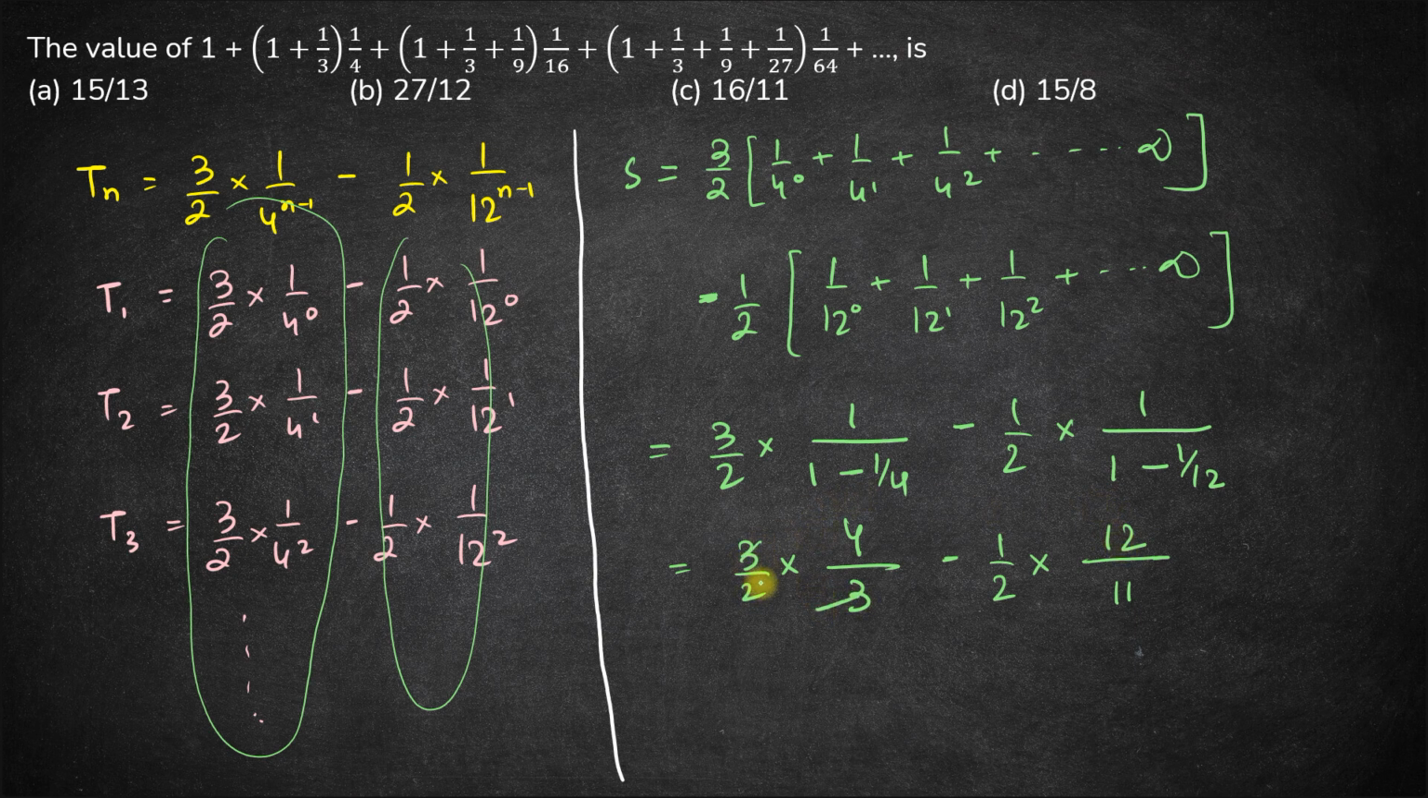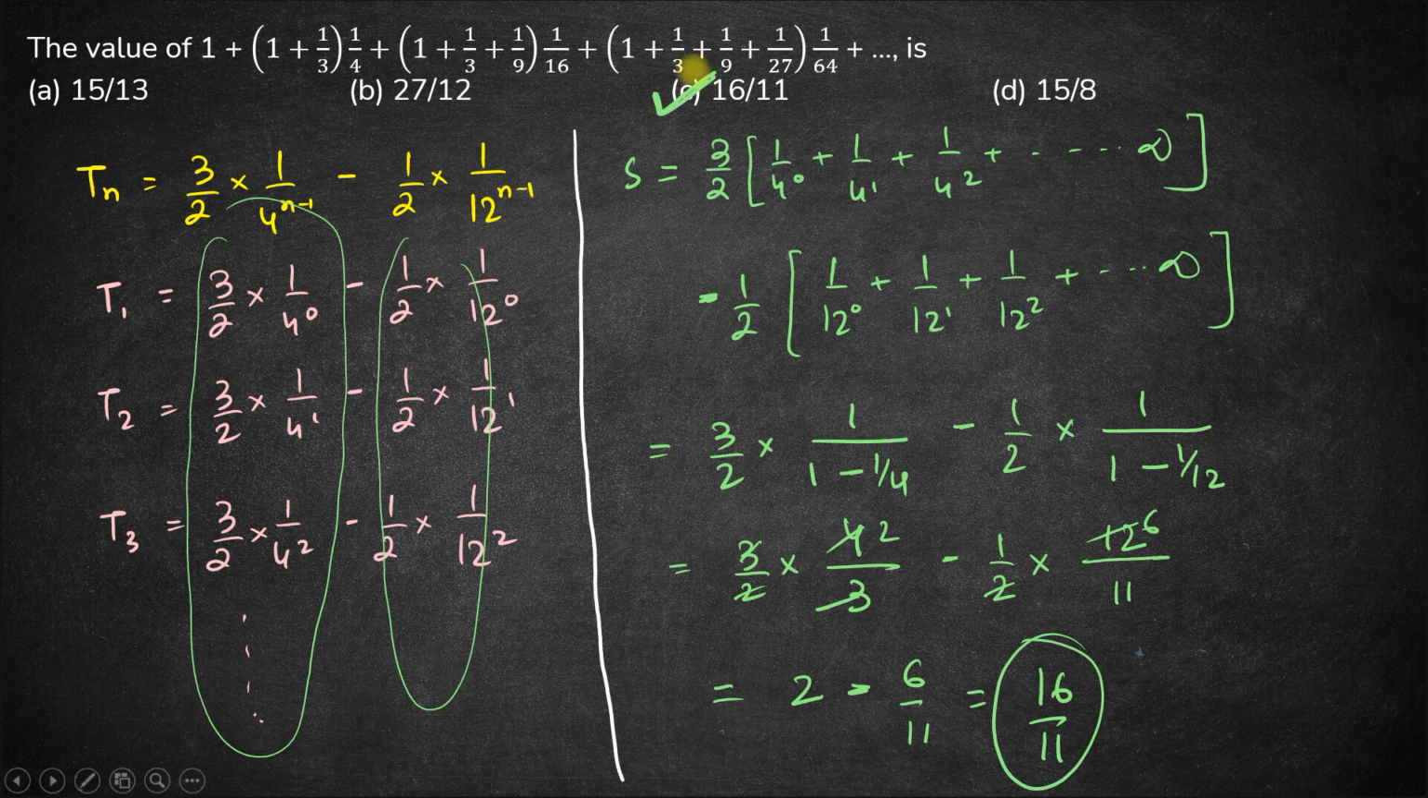So we have 3 gets cancelled out, 4 cancels out with 2, becomes 2. So this term simplifies to 2 minus 12 by 2 is 6. So we have a 6 by 11 over here. So we have 2 minus 6 by 11. So 11 into 2 is 22, 22 minus 6 is 16. So the sum of this whole series comes out to be 16 by 11. Option C is the right answer here. Slightly tricky question, you have to make a lot of adjustments and solve it.